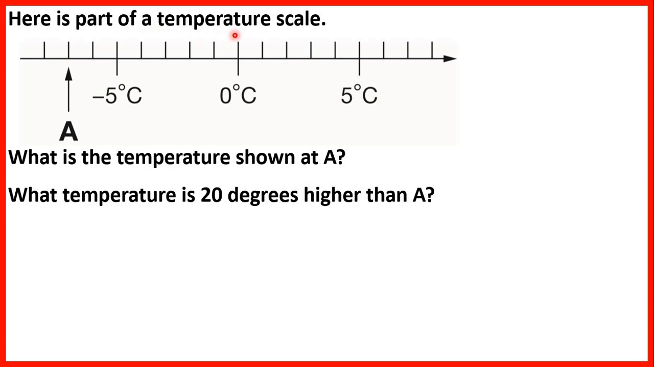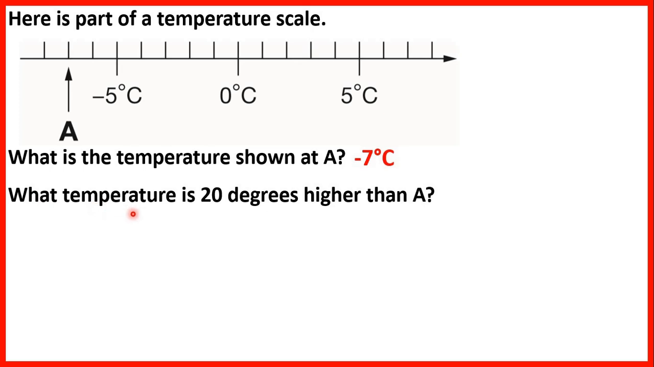Here is part of a temperature scale. What is the temperature shown at A? So we can see that we have 0, then we have 5 lines to get to -5, then to get to point A, that's 2 more lines, so the temperature at A is -7 degrees.